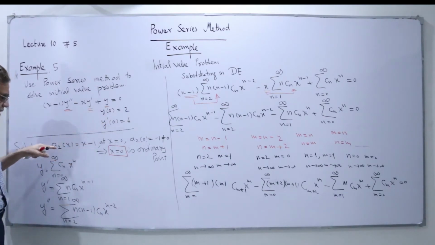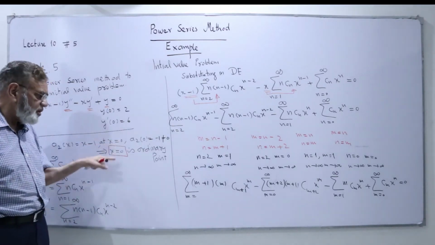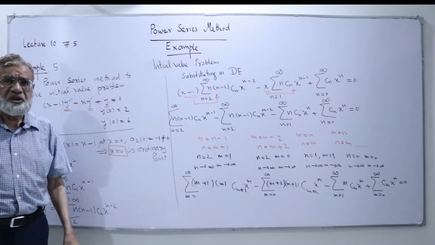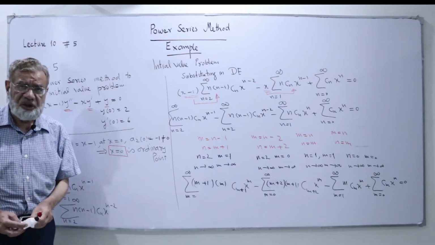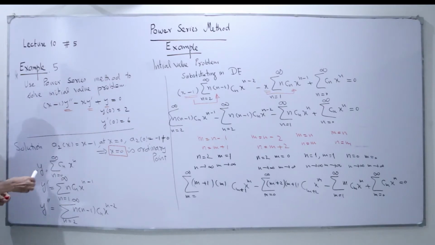We can see here when we take a2 of x, that is x minus 1, and take x equal to 0, then a2 of 0 is equal to minus 1, it's not equal to 0. We say x equal to 0 is an ordinary point. So we can discuss the solution about x equal to 0. So we define our power series about x equal to 0, that is y equal to the sum from n equals 0 to infinity of c n x to the power n.